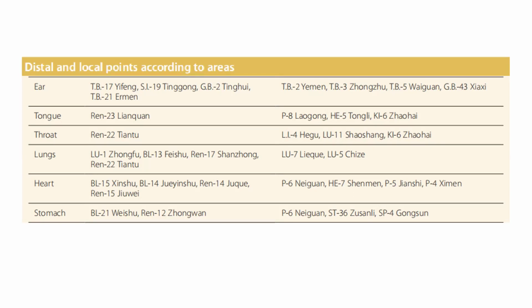Lungs, local, lung 1, bladder 13, REN 17, and REN 22. Distal, lung 7, lung 5. Heart area, local would be bladder 15, bladder 14, REN 14, and REN 15. Distal points would be P6, heart 7, P5, P4. Stomach area, local point would be bladder 21 and REN 12. Distal would be P6, stomach 36, and spleen 4.